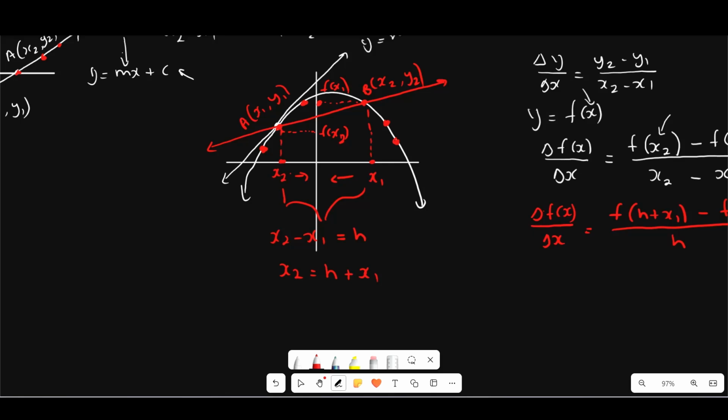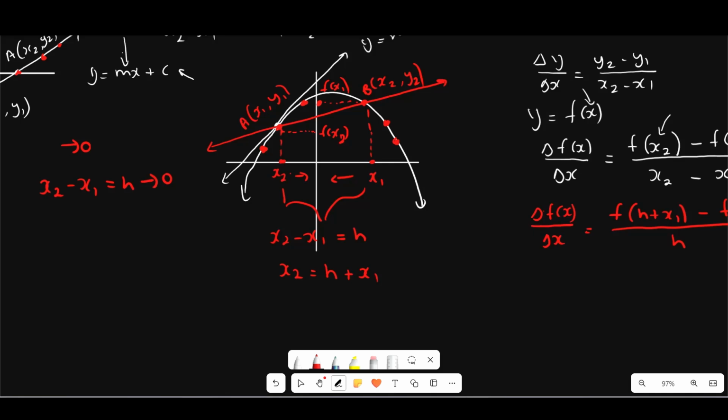We want the distance between those 2 points to become smaller and smaller rather than gradually increasing, right? You want this distance to be smaller, and hence when they become smaller and smaller, what do they approach? Well, they approach zero, right? So meaning that x2 minus x1 equal to h will approach zero in that case.